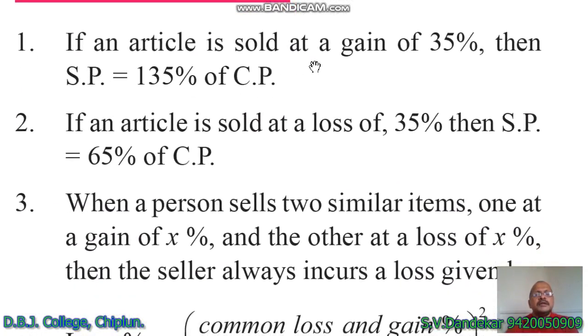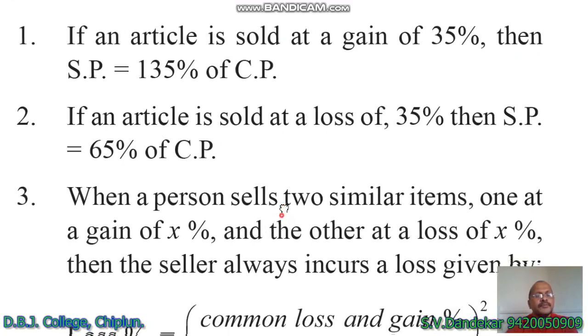If an article is sold at a gain of 35%, then SP is equal to 135% of CP. If an article is sold at a loss of 35%, then selling price is equal to 65% of cost price. 65 is 100 minus 35.